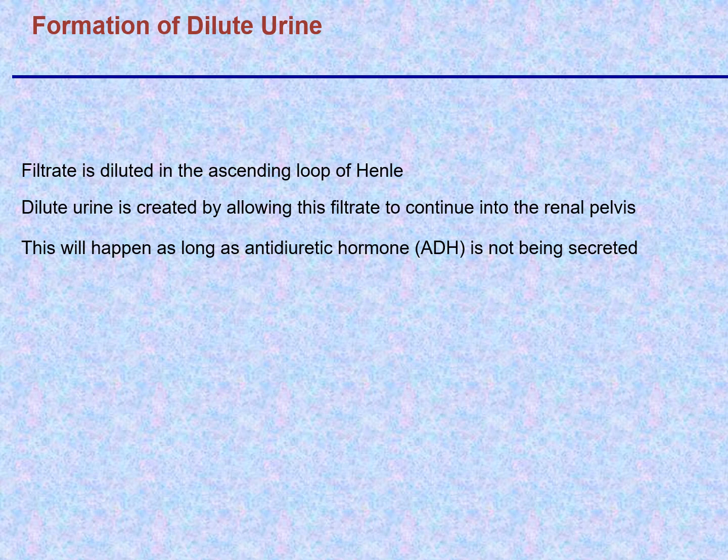Antidiuretic hormone, I would remind you, is produced in the hypothalamus and then exported down to the posterior lobe of the pituitary and is secreted when a person is trying to conserve water. In this case, where they're trying to get rid of water and they want to form a dilute urine, you would not have ADH being secreted. So you can form dilute urine when ADH is not being released.